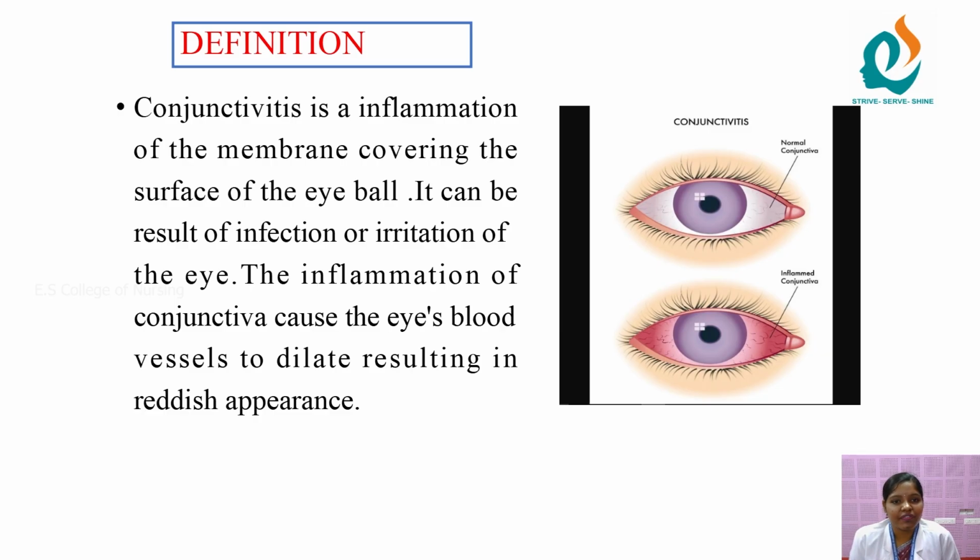Next we move on to the definitions. Conjunctivitis is an inflammation of the membrane covering the surface of the eyeball. It can be the result of infection or irritation of the eye. The inflammation of the conjunctiva causes the eye's blood vessels to dilate, resulting in a reddish appearance.